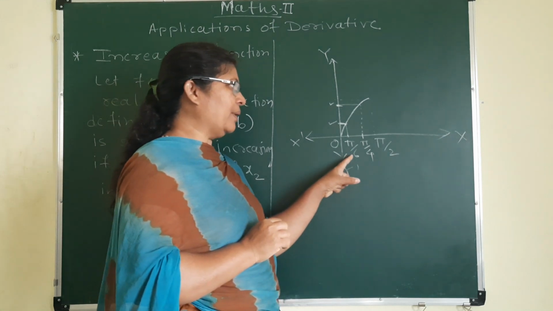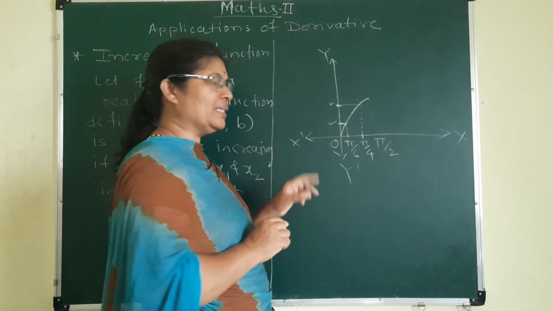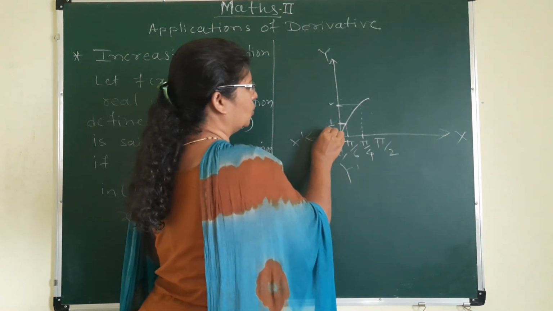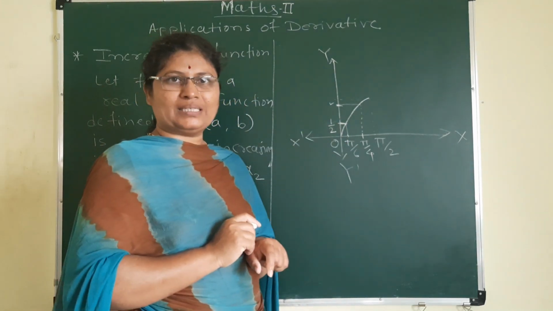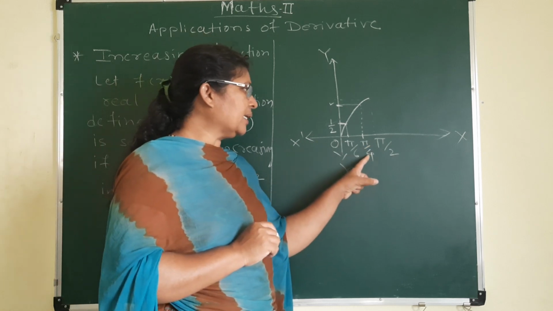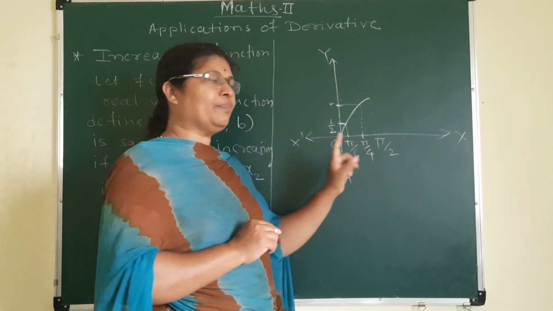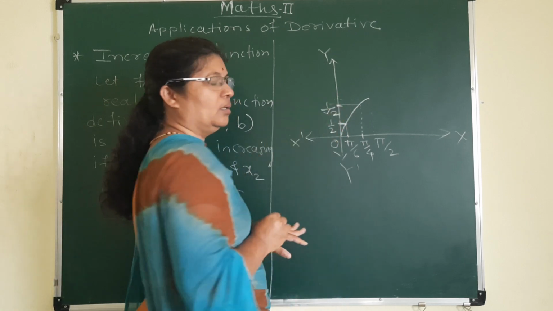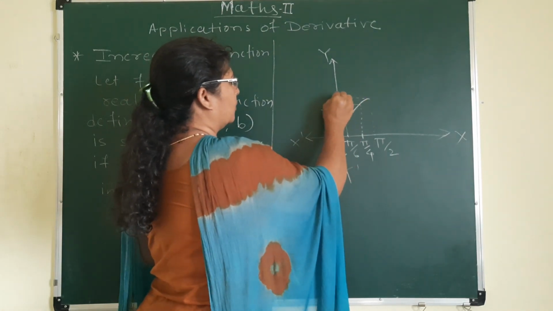What is sin pi by 6? It is 1 upon 2. And what is sin pi by 4? It is 1 upon root 2. And here the value of the function is 1.